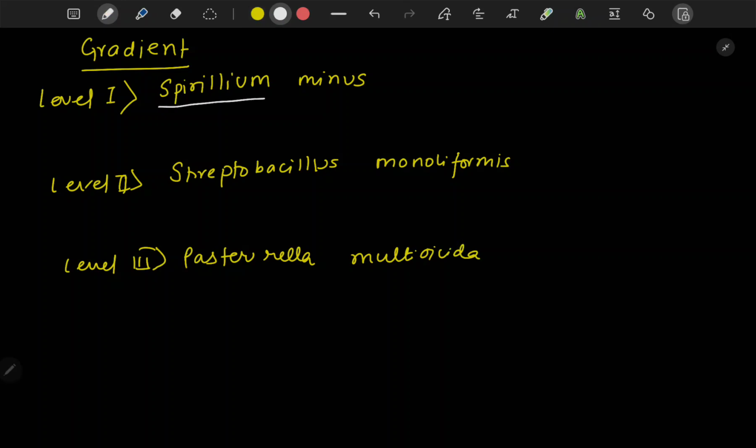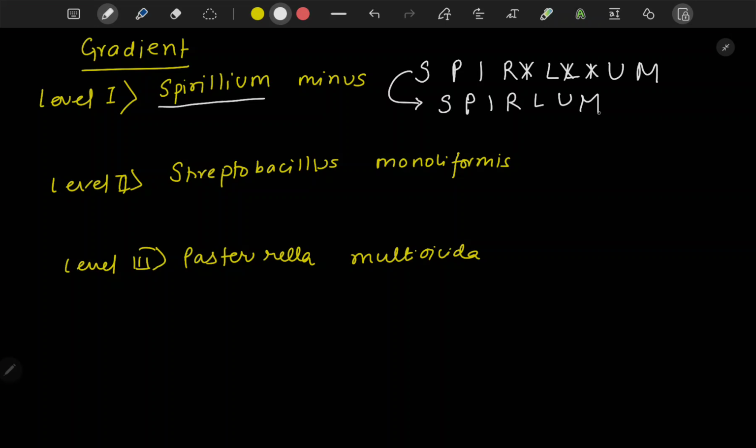And look at the Spirillum. So many repetitions of words, so we can simply write Spir, we can drop the extras. Spirillum. Interestingly, all three of them have this spirillum component. What is this spirillum?